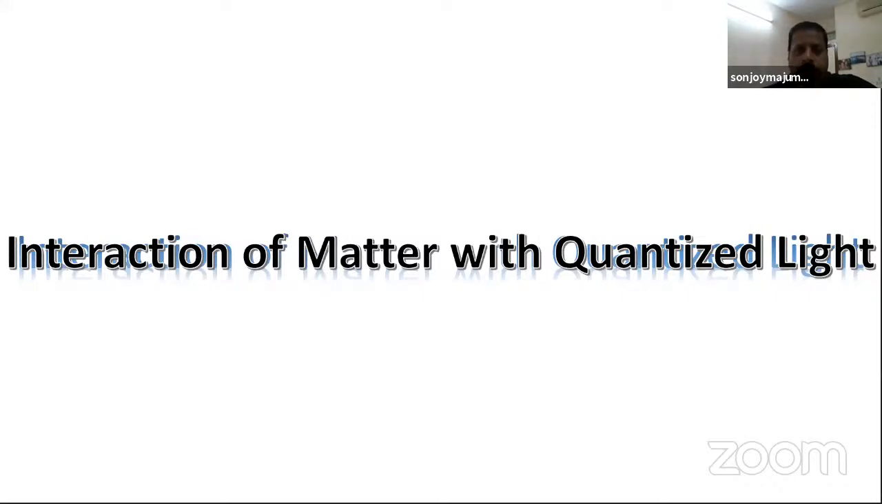Okay, so now what we are going to discuss is, we have got quantized light. What do we do? For that we have to interact that quantized light with the matter. Unless we use this quantized light, which actually requires the interaction picture, there's no use. So we need to understand how this quantized light interacts with the matter.